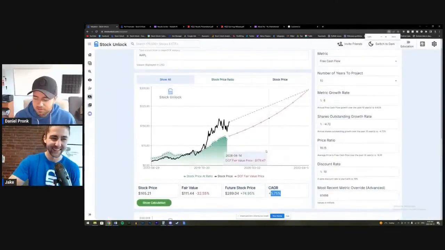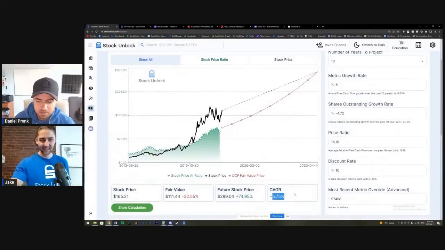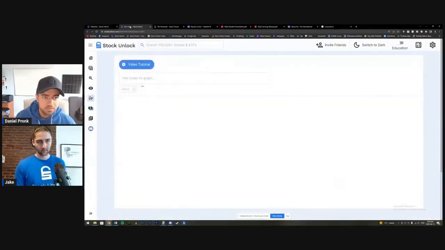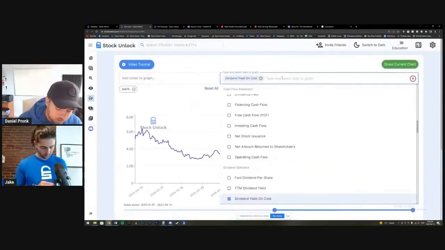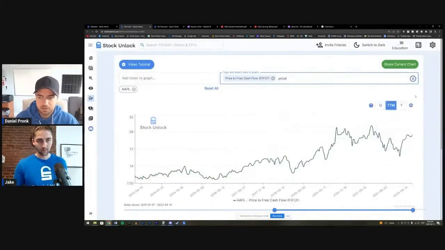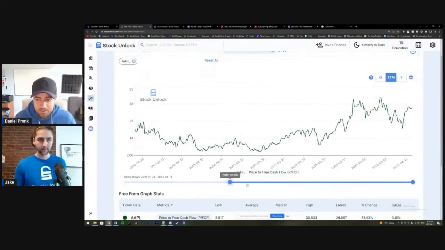Basically what I'm trying to say is I think that Apple has just become a little bit expensive in the market. If we actually go and take a look, go to Freeform. I just want to show everyone Apple's price to free cash flow and what it's been doing recently. Because now it's trading around 27, which is well above its historical averages. As you can see, it's actually near the high end.